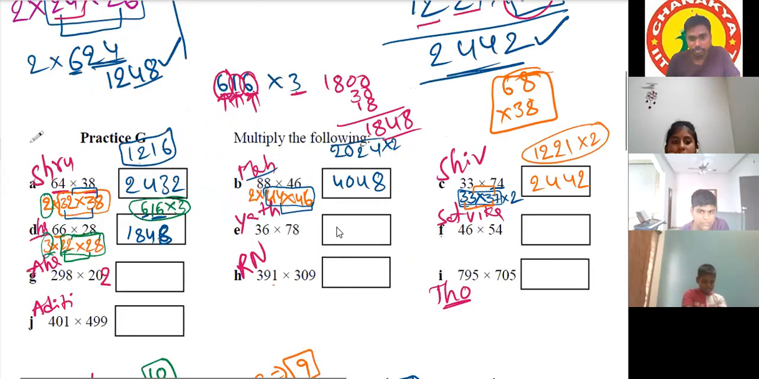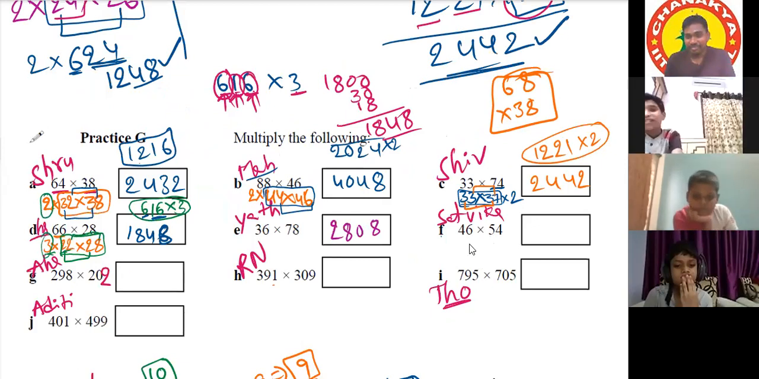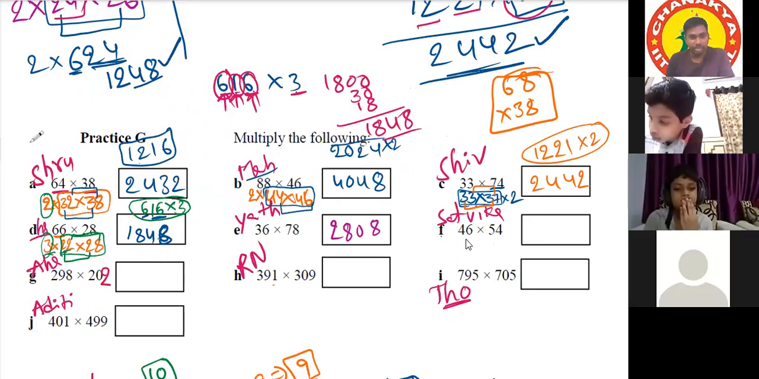Satvika, ready? Sir, even I didn't get it. Okay. Sir, can I try? Sir, I'm Aditi. Okay. You have already got the question, right?